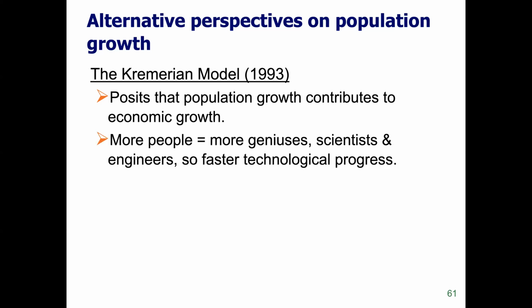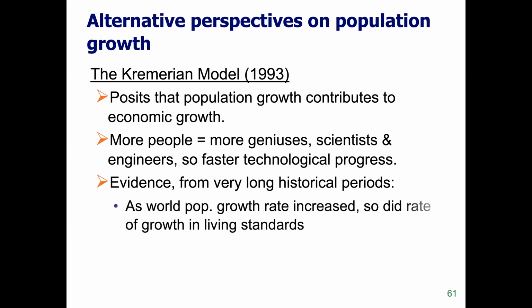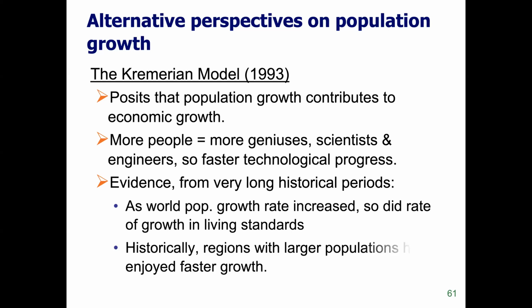Why would that be? More people means there's more geniuses, scientists, and engineers, so faster technological progress. And there's some evidence of this in the very long sweep of history. As world population growth increased, so did the rate of growth in living standards. And historically, regions with larger populations have enjoyed faster growth. Well, let's give some examples. Eurasia, that had the most people, got to the highest technology.